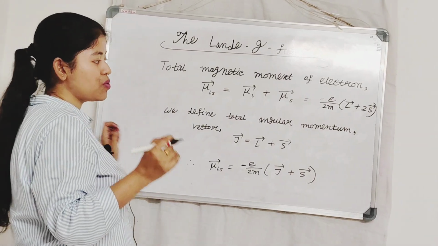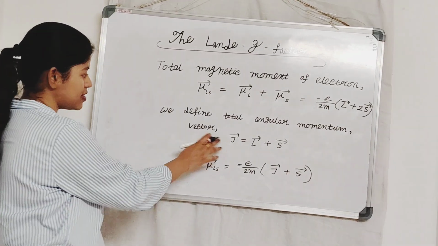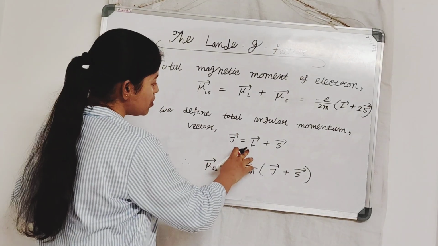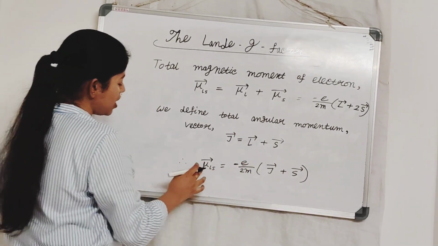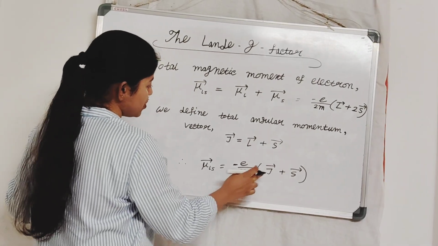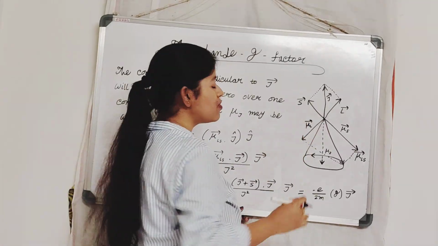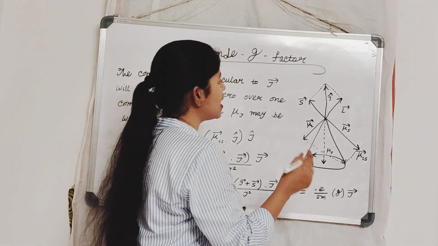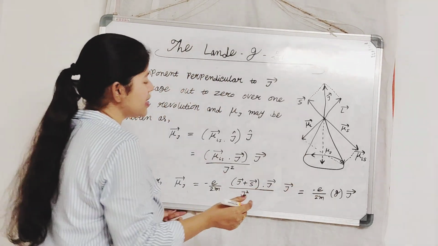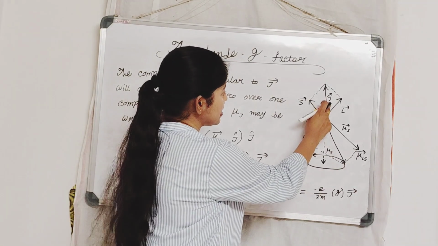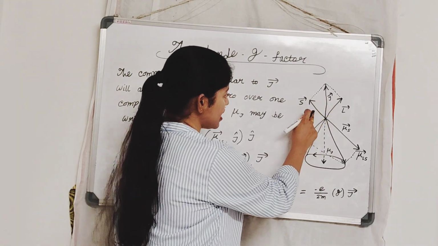Now we define the total angular momentum vector J in terms of L and S. So J equals L plus S, and μLS equals minus e by 2m into (J plus S). Now from this diagram we can understand it very clearly. As we know, the total angular momentum J is equal to L plus S. So here you can see that J is the resultant of L and S.